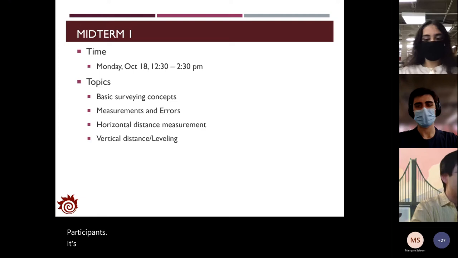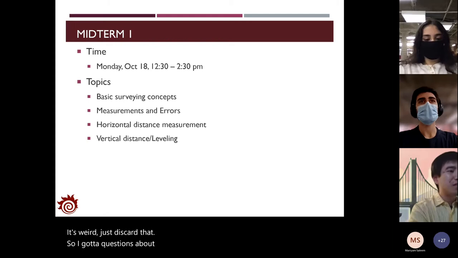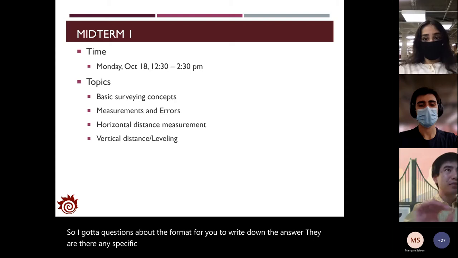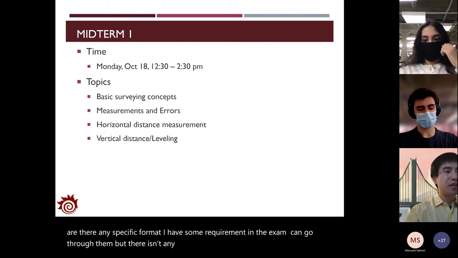I have a question about the format for you to write down the answer. Are there any specific formats? I have some requirements in the exam sheet. You can go through them, but there isn't any specific format. The only thing is that you have to write down everything clearly.